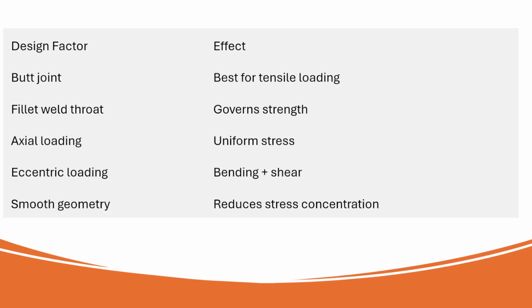So some of the important points: butt joint is best for the tensile loading, fillet weld throat governs the strength, axial loading gives uniform stress distribution, eccentric loading gives bending plus shear, and smooth geometry reduces the stress concentration.